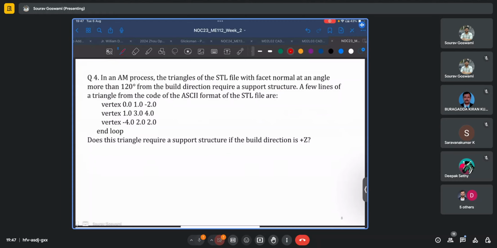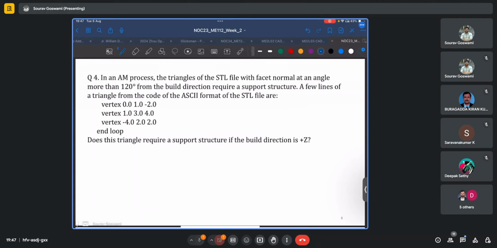Now we determined the requirement of support structures by finding the angle between the facet normal and the build direction. And if this angle turned out to be greater than the critical angle for that machine and material combination, it was determined that support structures may indeed be needed. So first, we must find the unit normal.